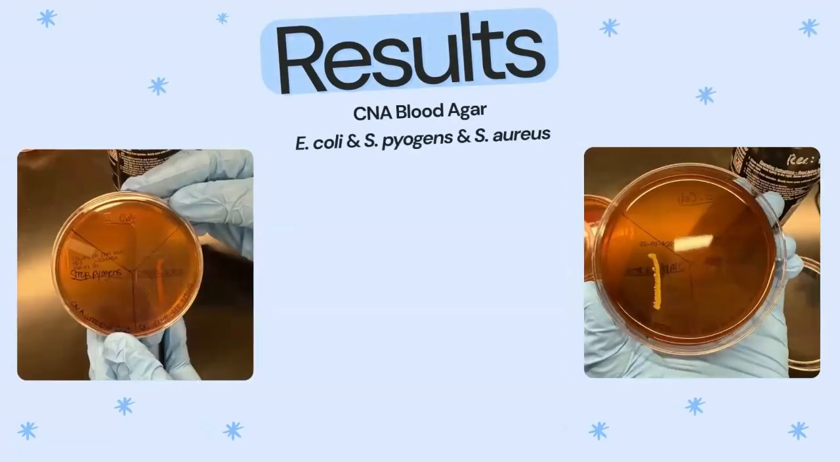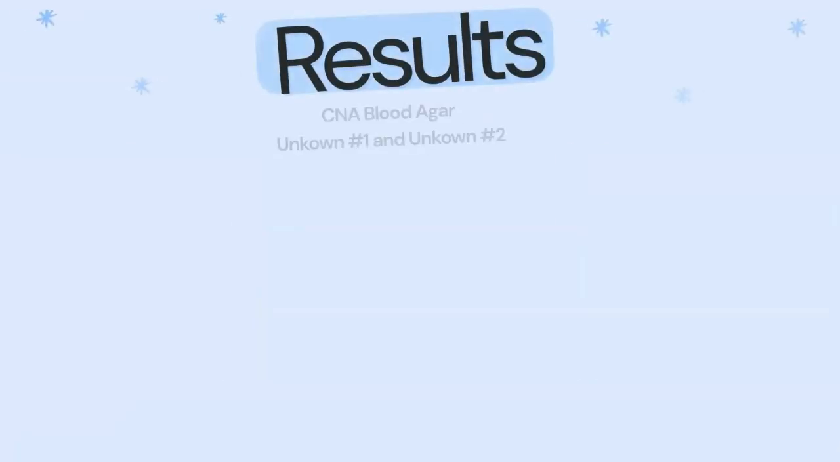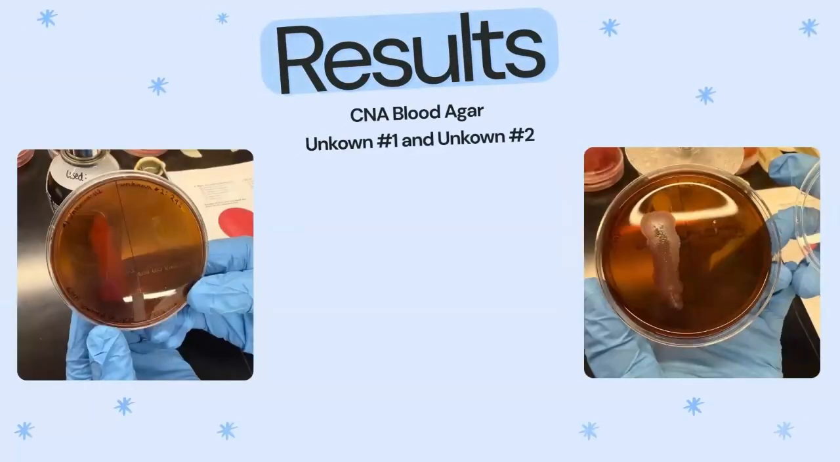CNA blood agar is selected for gram-positive and inhibits gram-negative. E. coli and S. pyogenes did not grow, however SRS did. For our unknown number 1 and 2, our unknown number 1 did grow, but our unknown number 2 did not.